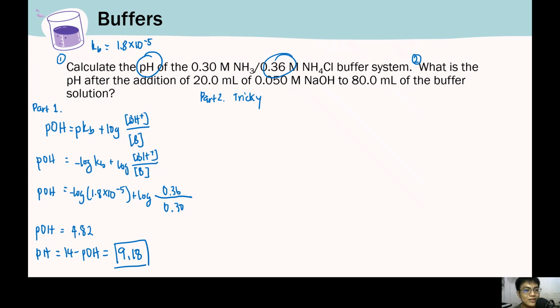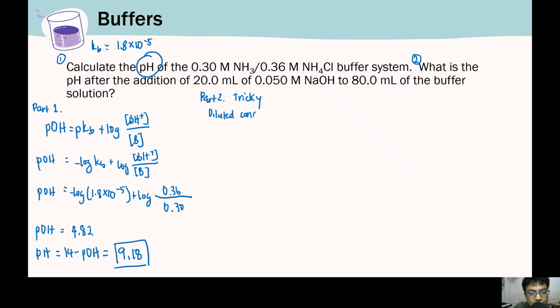Okay. So, our first task is to actually get the diluted concentrations, no? So, ganun. Kasi nag-add tayo ng liquid, so nadagdagan yung volume, na-dilute. So, let's get first the diluted concentration of our original buffer contents. Okay.